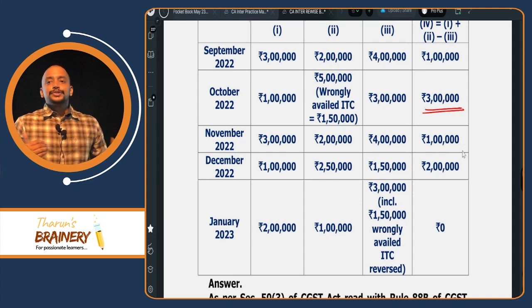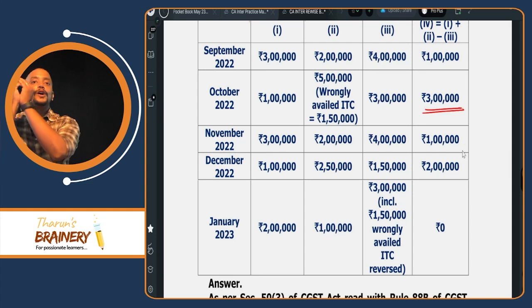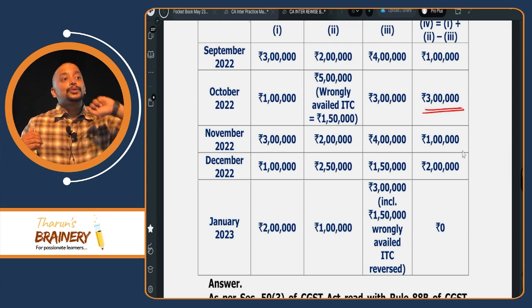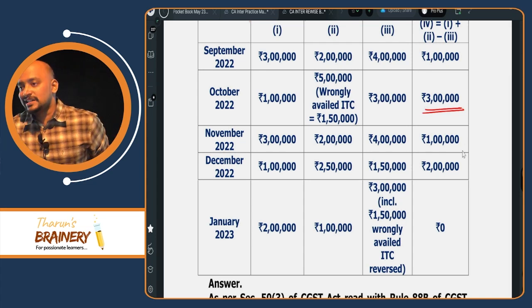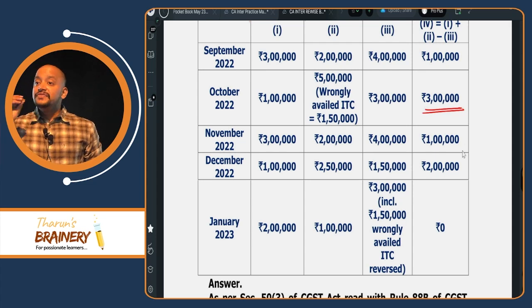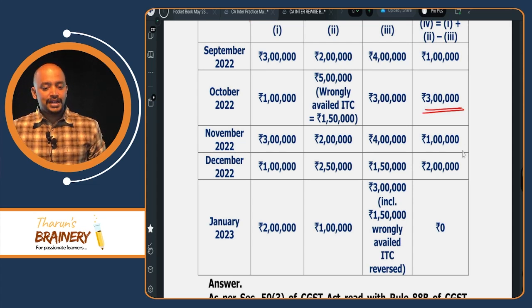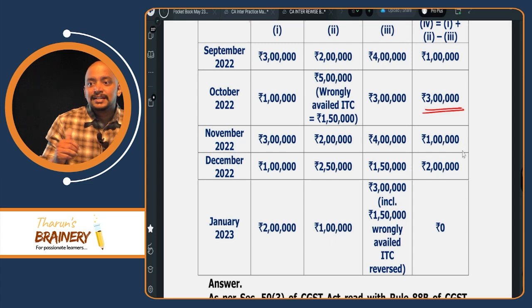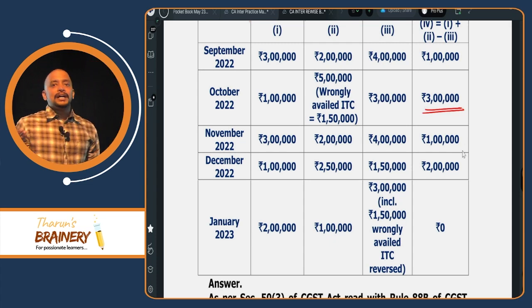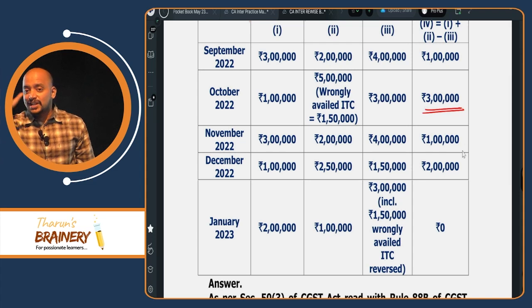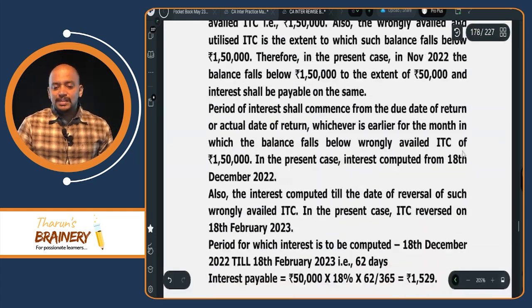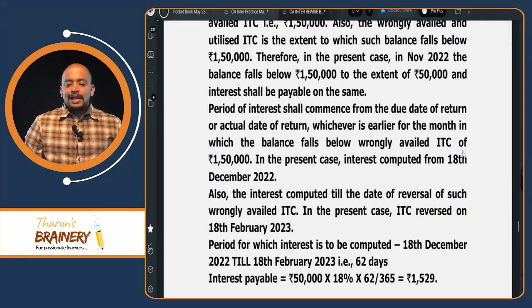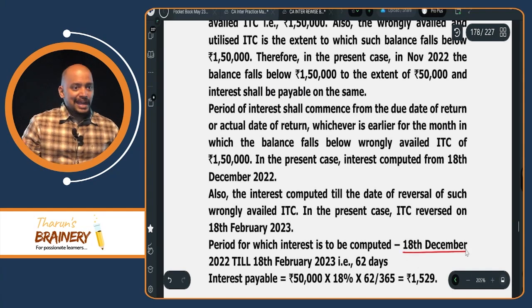You understood or not? So if the balance in ITC falls below the wrongly availed ITC, to that extent we have utilized the ITC. So in this question, we utilized how much ITC? 50,000. Which month we utilized ITC 50,000? November month. So what is the date of utilization where we will utilize? In GSTR 3B. For November month, when the 3B is filed, in the question it is given 18th of the month following every month. So for November month, when the 3B has been filed, 18th of December.